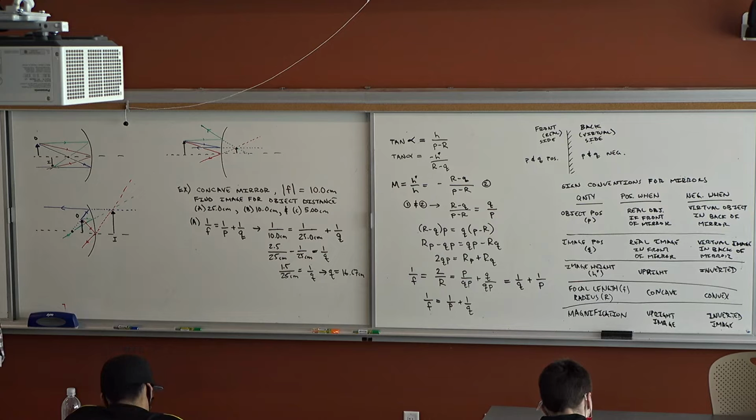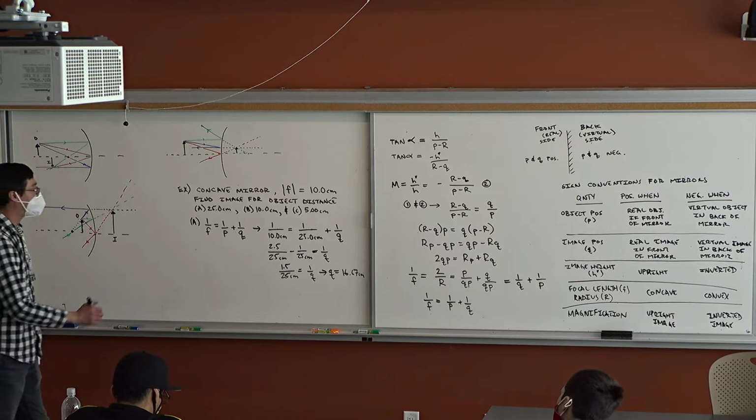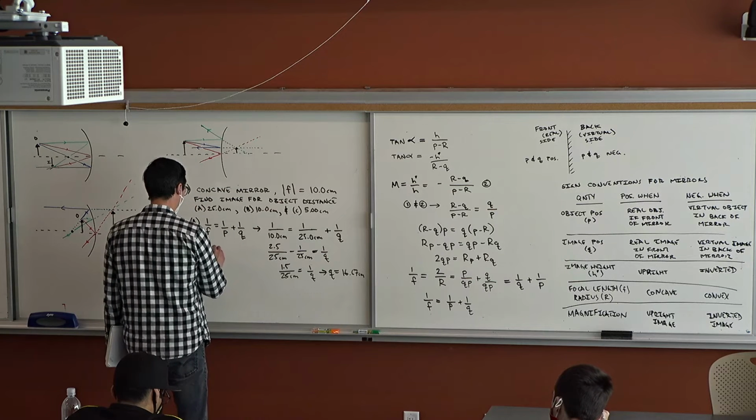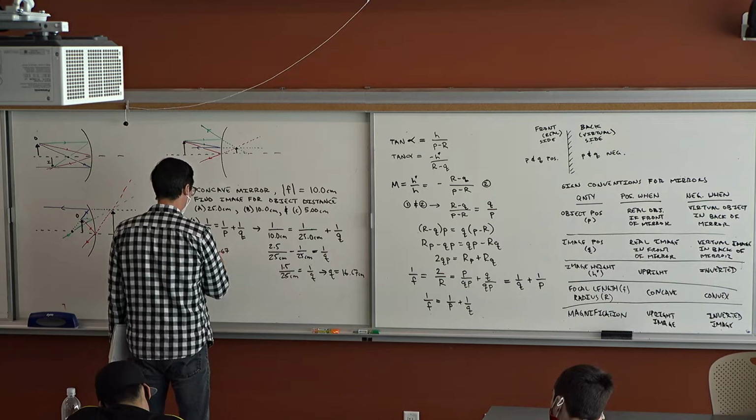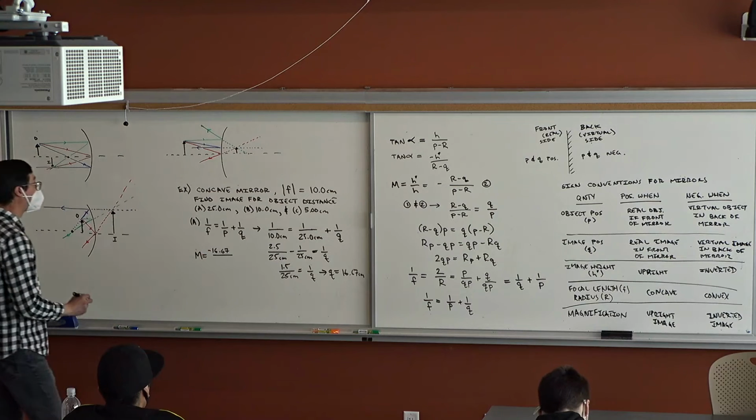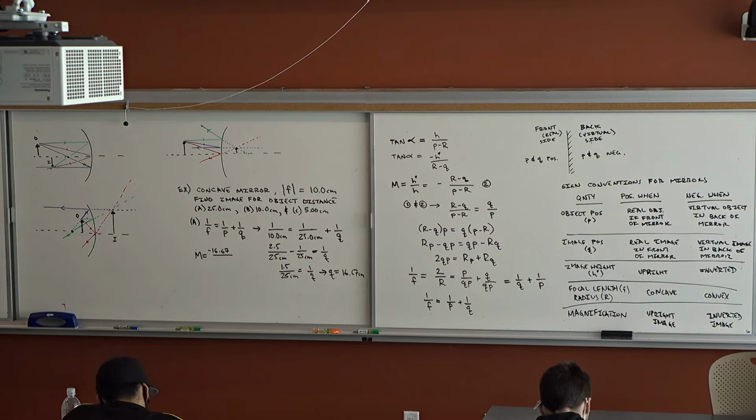Is it upright or inverted? What equation can we use for this? Somewhere on here. Tan theta. Oh, the magnifier. What's this again? It's concave, right? Concave. So minus over what? 5.